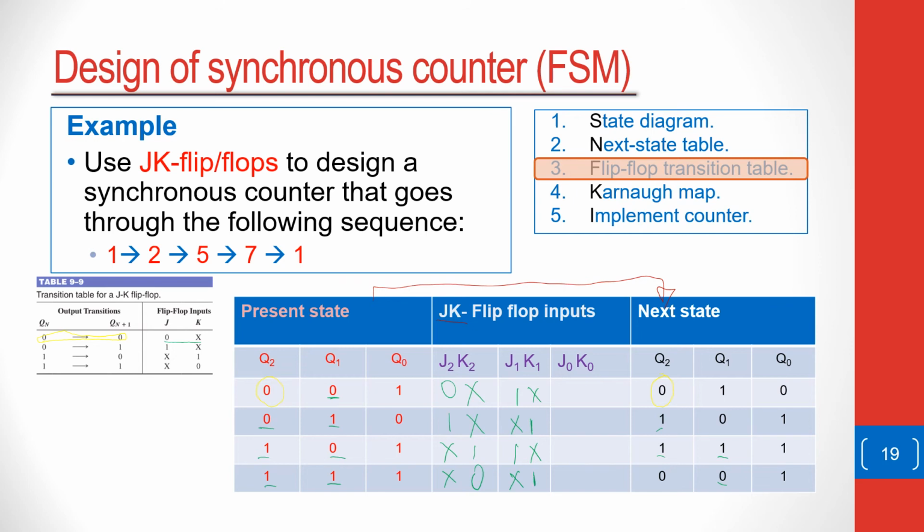In fact, here I've made a mistake. In this one, this has to be 0. This has to be 1. Because remember, if you are transitioning from a 1 to a 1, your input has to be don't care 0. Just don't care 0. And so we can complete this.